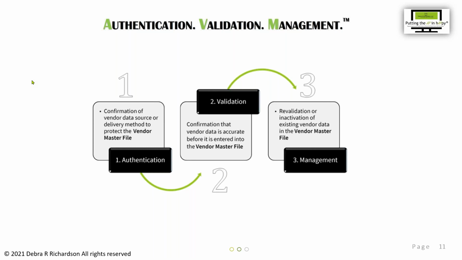Now, the third step is management, where you really maintain those existing vendor records, either by inactivating those vendors you haven't done business with in 15, 18, 24 months, whatever works for your company, and then the ones that remain active, to revalidate that information. And this step also includes internal controls and best practices for managing your vendor data.